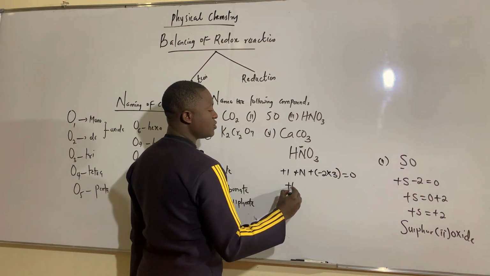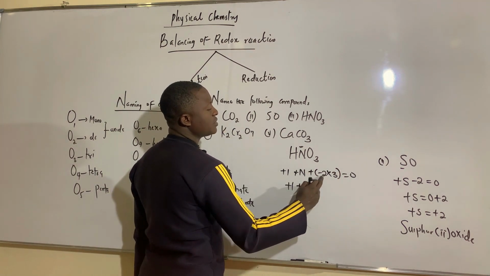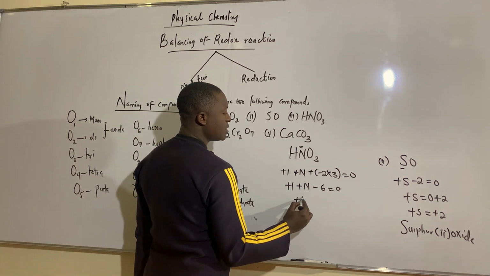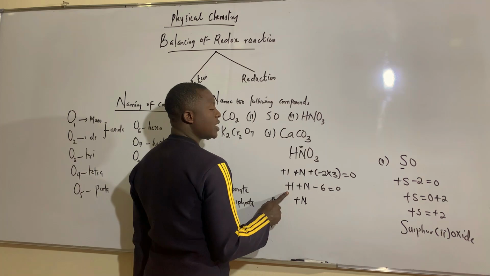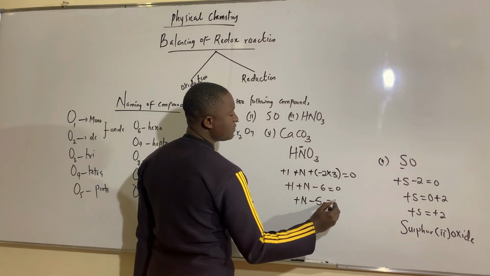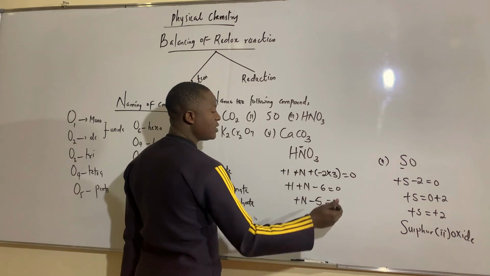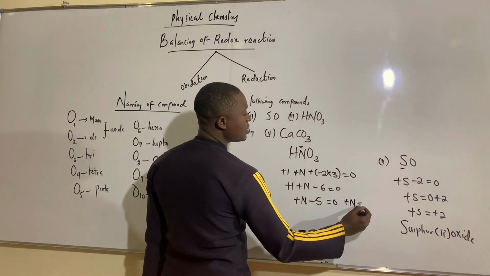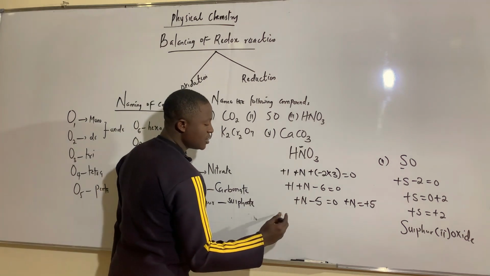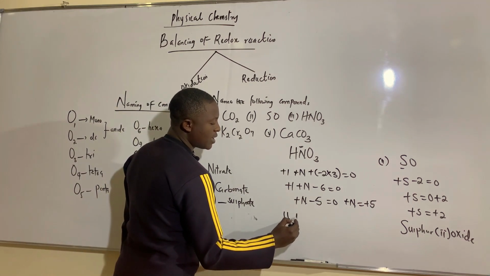So here we have +1 plus N, -2 times 3, here we have -6 is equal to 0. Then plus N plus 1 -6. Of course, we are going to have -5 is equal to 0. So if I collect like terms, I will have plus N is equal to plus 5. So if I want to name this compound, this is H. That's going to become hydrogen.